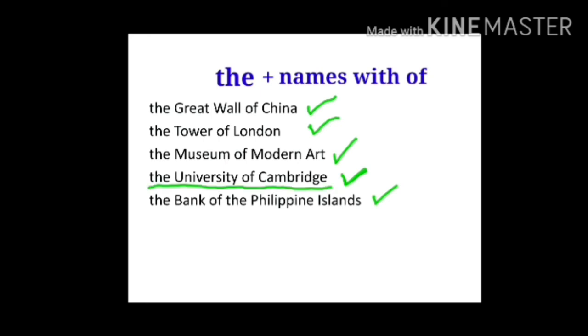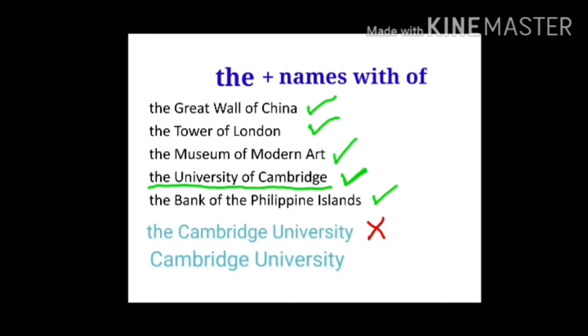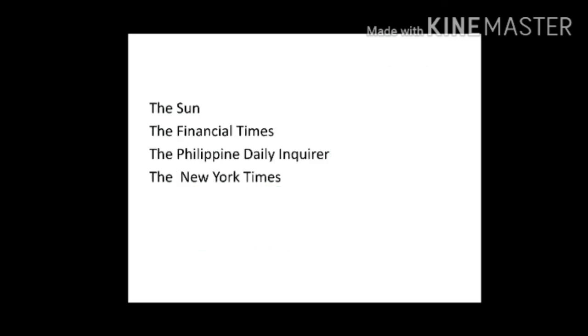Notice that we say the University of Cambridge, but we do not say the Cambridge University. We just say Cambridge University without the because there is no preposition of in the name Cambridge University. Easy, right? Okay, next slide.